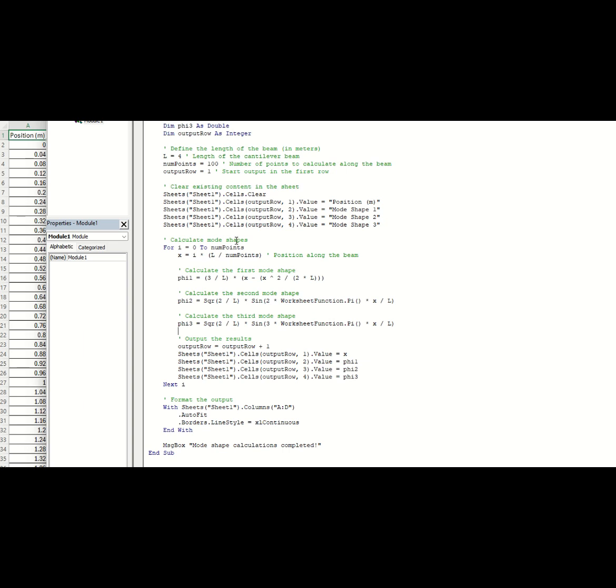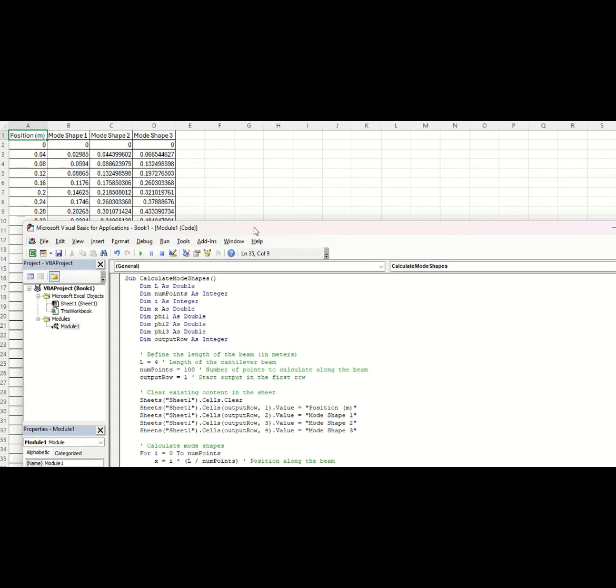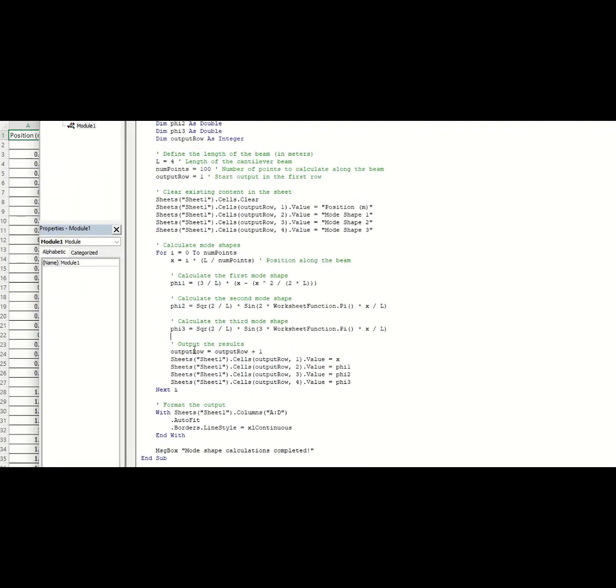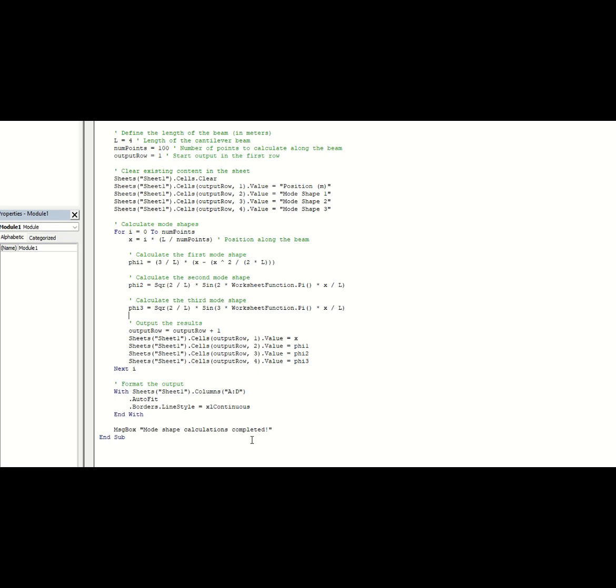So it starts with 0 to 100 points, and each of columns 1, 2, 3, 4 is the next column. This is the output row, this is Cells(1, 1). Here it becomes Cells(2, 1), the x value, then Cells(2, 2) the first mode, Cells(2, 3) the second mode, the third mode, like this. Then Next i, so it will be a loop. Then with Sheet1.Columns A to D, we do an autofit, all these things we are modifying. Then the mode shape calculations are completed.